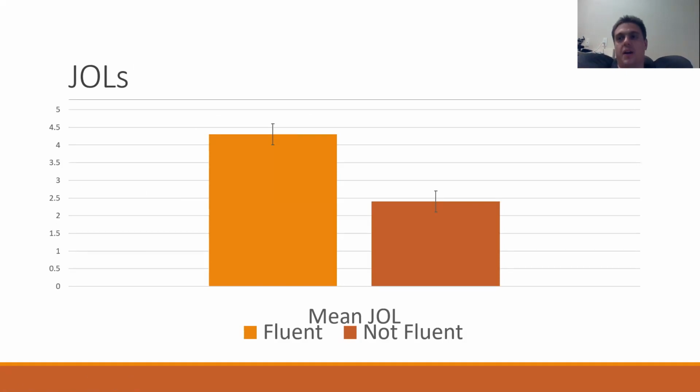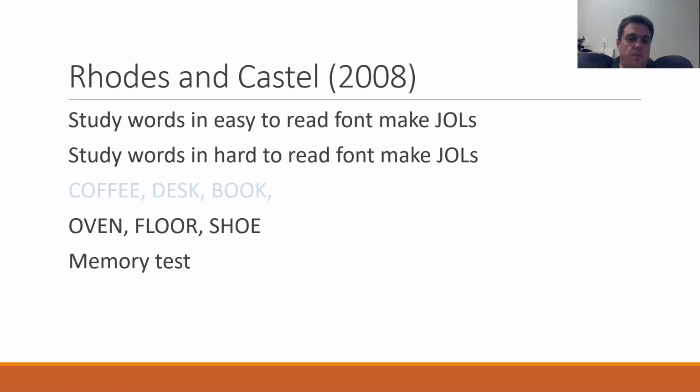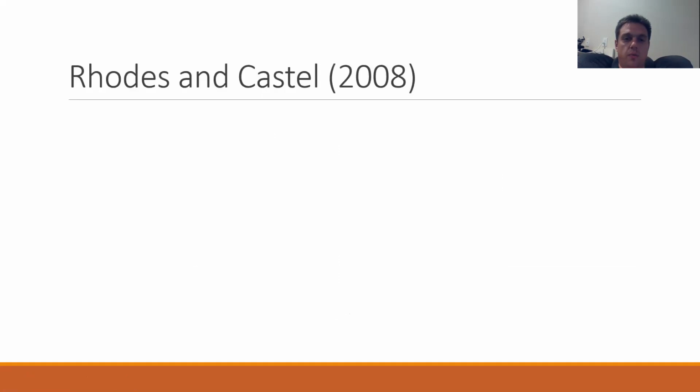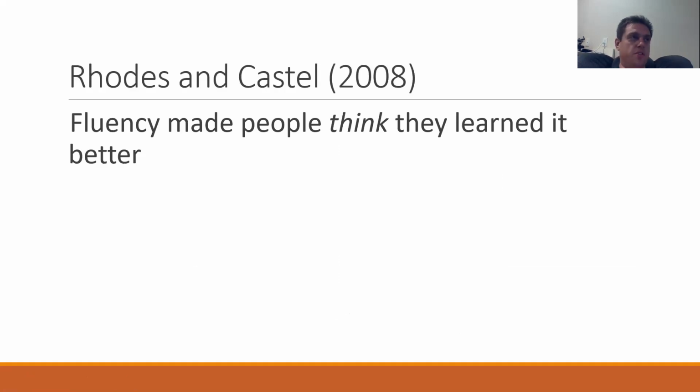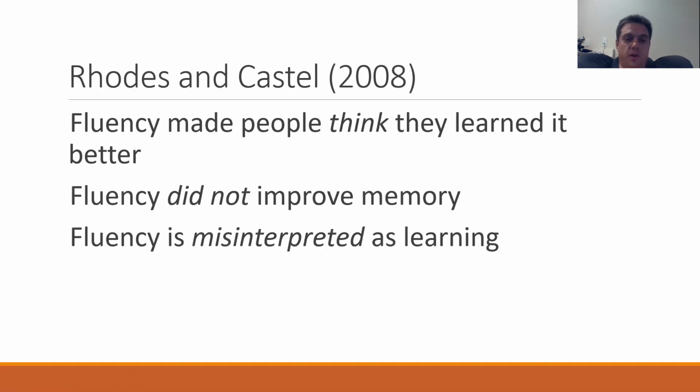However, what do you think happens in their actual memory performance? Well, in this particular study, there's no difference. You're no more likely to remember words that were studied in an easy to read font or a hard to read font. So these two are the same. But there's this illusion, right? People have this illusion that when something's easy, they feel like they've learned it. When something's easy to process, they feel like they'll remember it.